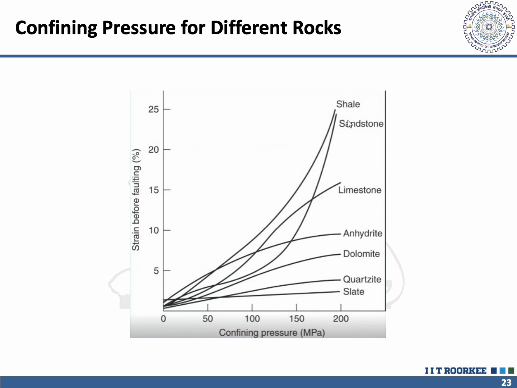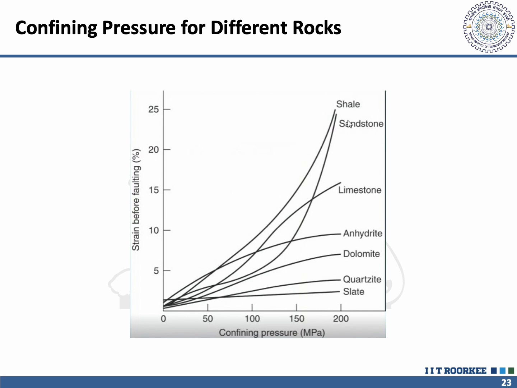However, the rate and extent of this increase differ significantly by rock type. The more ductile rocks like shale and sandstone exhibit the highest strain before faulting at high pressures. These rocks become very ductile under confinement, tolerating up to 20 to 25% strain before failing. The moderately ductile rocks like limestone and anhydrite show intermediate ductility. They deform more than harder rocks, but less than the shale or sandstone.